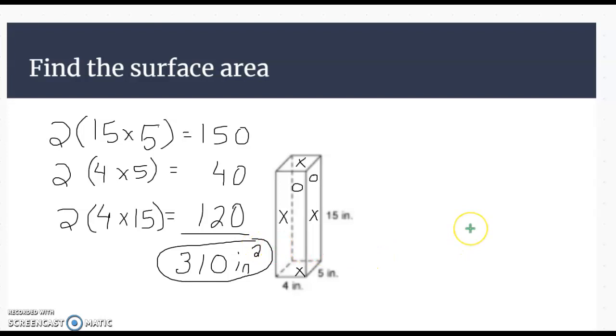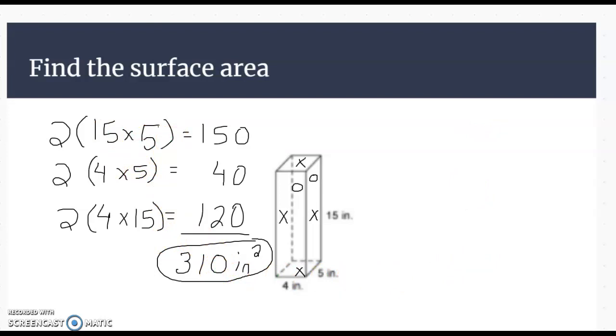Alright, and that's how we find the surface area of any rectangular prism. Just keep in mind you have 6 total faces, 3 sets of 2 of them. You have to figure out what each of those sets are and then add them together at the end.